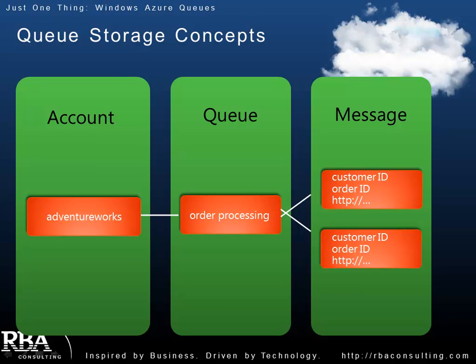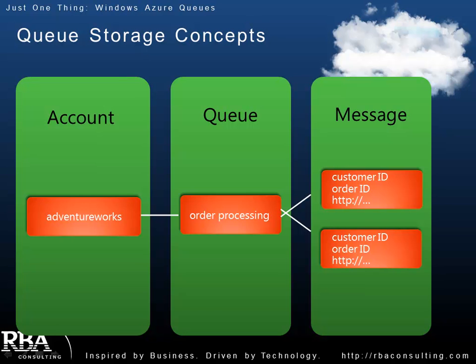These messages have a maximum size of 8 kilobytes, and their contents must be serializable. So it could be a string or a serializable object. What you should keep in mind is that these messages should be very small. There shouldn't be a whole lot of data in them. What they should do is point the consumer of the message to another place to get all the information they need to complete the work that's associated with the message.